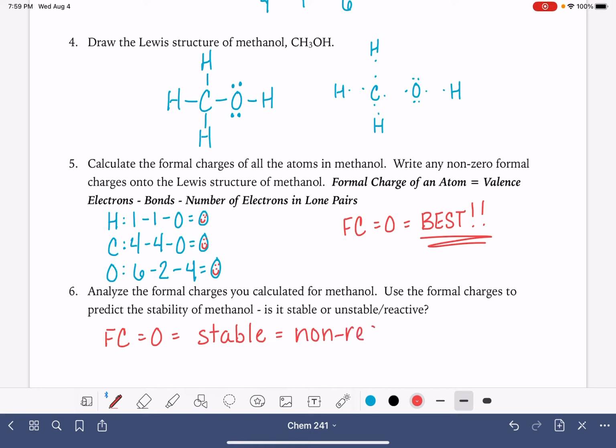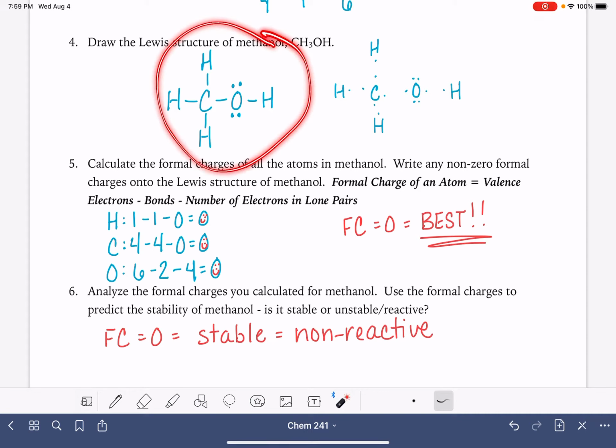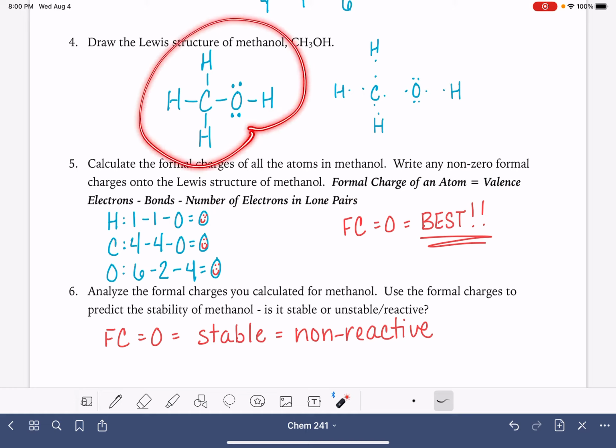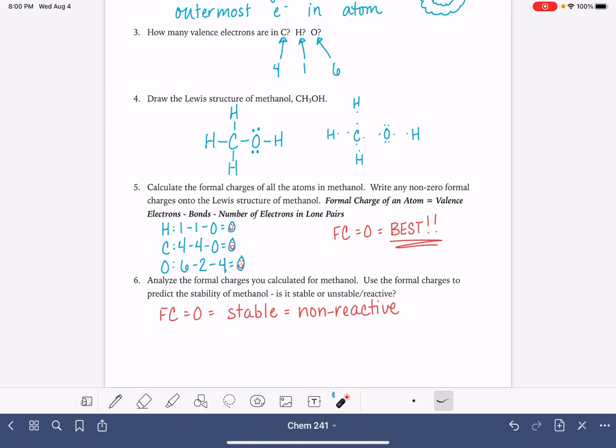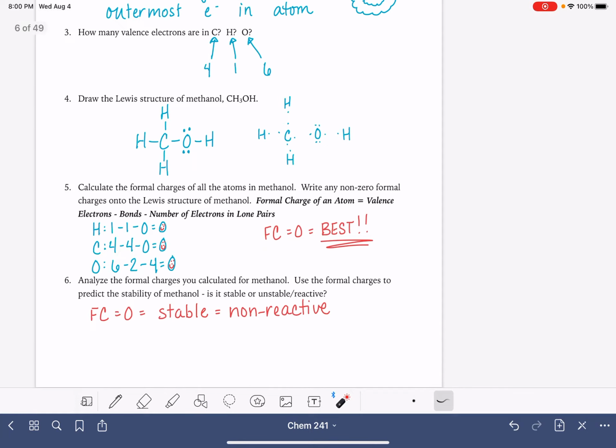non-reactive. It doesn't want to do anything. It's happy the way that it is. And if we do some sort of reaction with these atoms, chances are good we're going to disrupt this formal charge of 0 situation. We're going to give an atom a formal charge. We're going to change something that might not result in this continued streak of 0 formal charges. So this molecule doesn't really want to do much of anything, and that means that it's stable, that means that it's not reactive, that means that it's happy, it's in low energy conformation, everything is good about it.